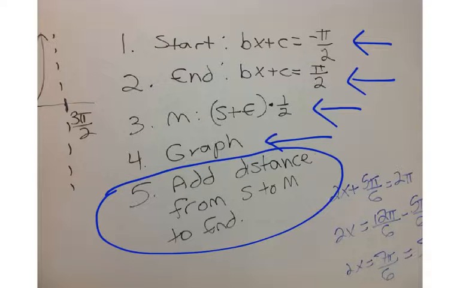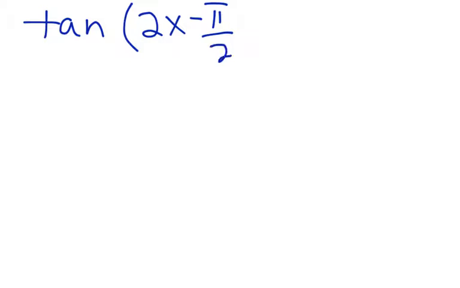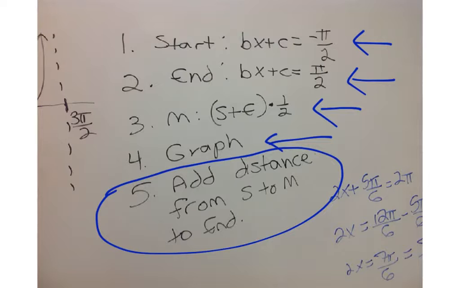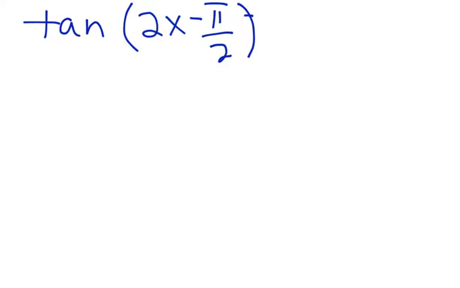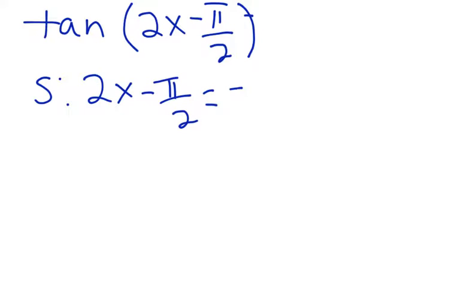Well, let's just go ahead and do an example to show you exactly what I mean. So we're going to do tangent of, well, let's start off a little bit simpler. Let's just do 2x minus pi over 2. Let's not do any shifts, let's just do basic. We're going to start this out the same way. On here it says do our start, and we set it equal to negative pi over 2. So we have 2x minus pi over 2 equals negative pi over 2. Yes, I know, I made this easy. Get over it, I'm worried about concept here, not the math.